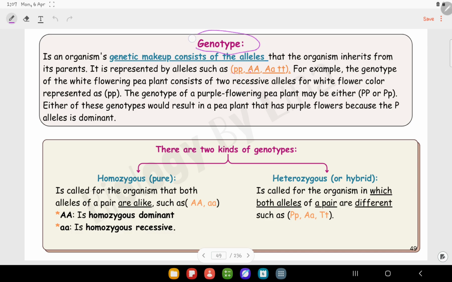First of all, we said before that genotype is the genetic makeup of the organism, and usually it consists of factors or alleles, and it's represented by letters. For example, when we say P small, A capital, A capital, A capital, A small, or T small, all of these are letters. So when you see letters, this is the genotype of the organism.